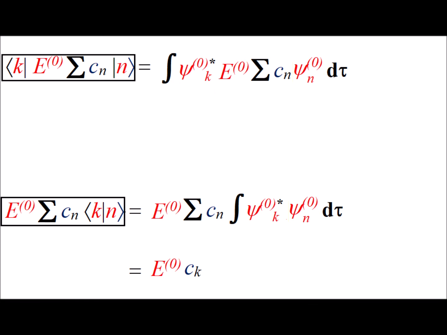Here we see what those integrals look like written out explicitly, and then we recognize in the second line that we have the integral of psi sub k times psi sub n, and that is going to be 0 because those are orthogonal to each other, unless n is equal to k. So that, multiplied by the constant, gives us e0 times c sub k.